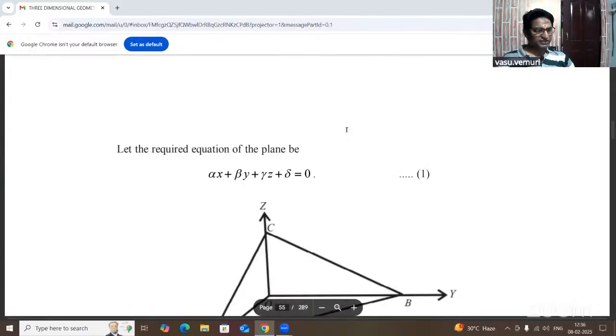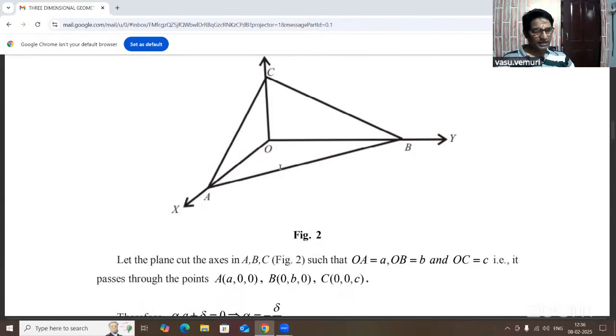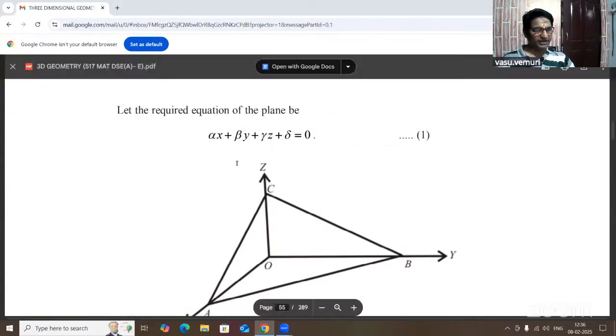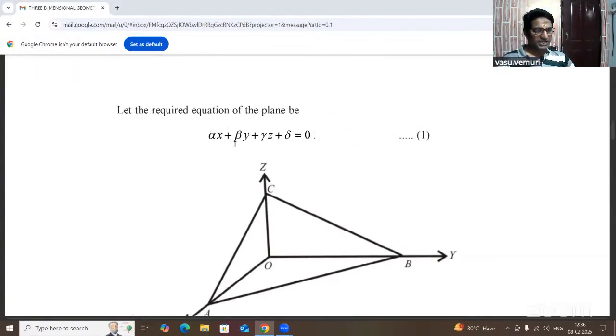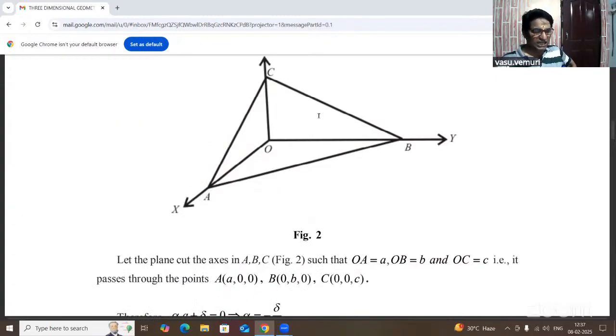Here the required equation of the plane is, taking alpha x plus beta y plus gamma z, since a, b, c are already used as the distances. So we write the general equation of a plane in terms of alpha, beta, gamma, and replacing d by del: alpha x plus beta y plus gamma z plus del equal to 0. That is the general equation of a plane.